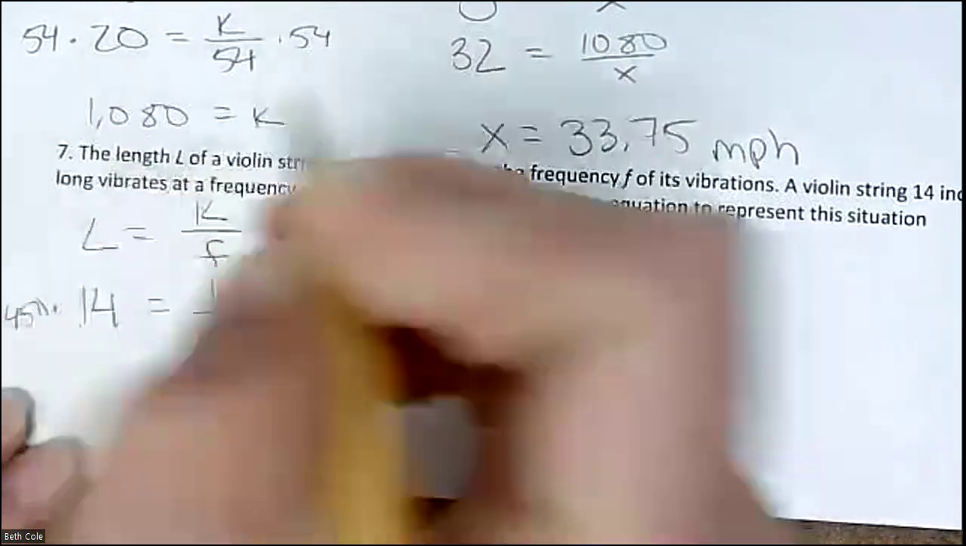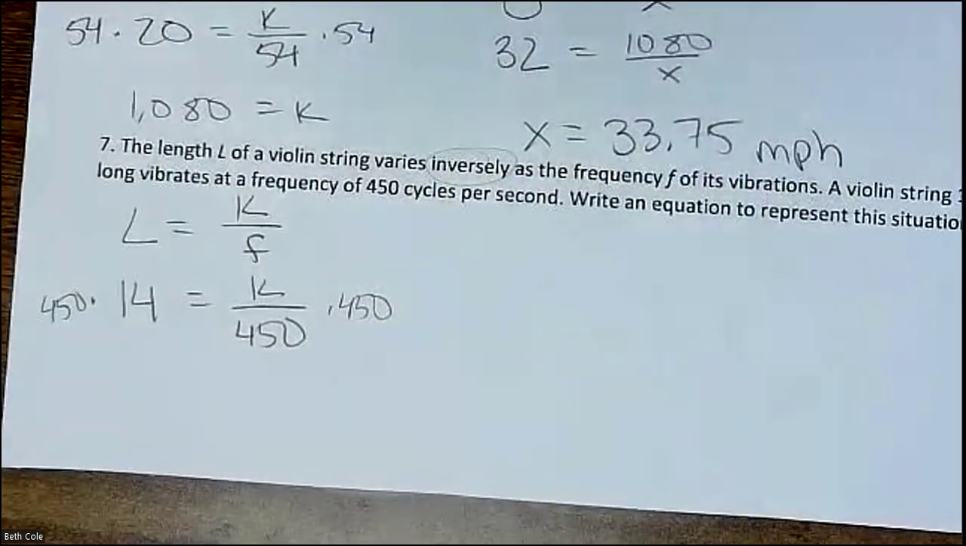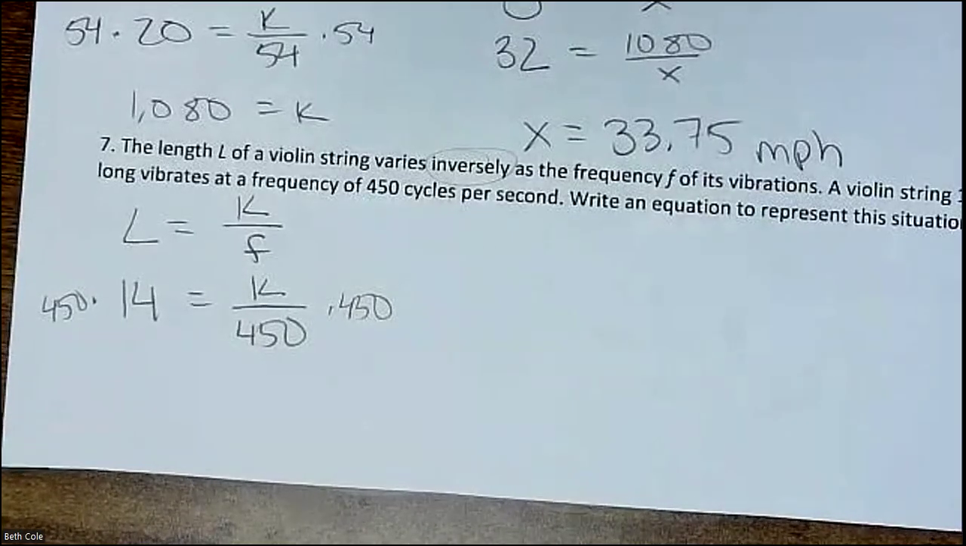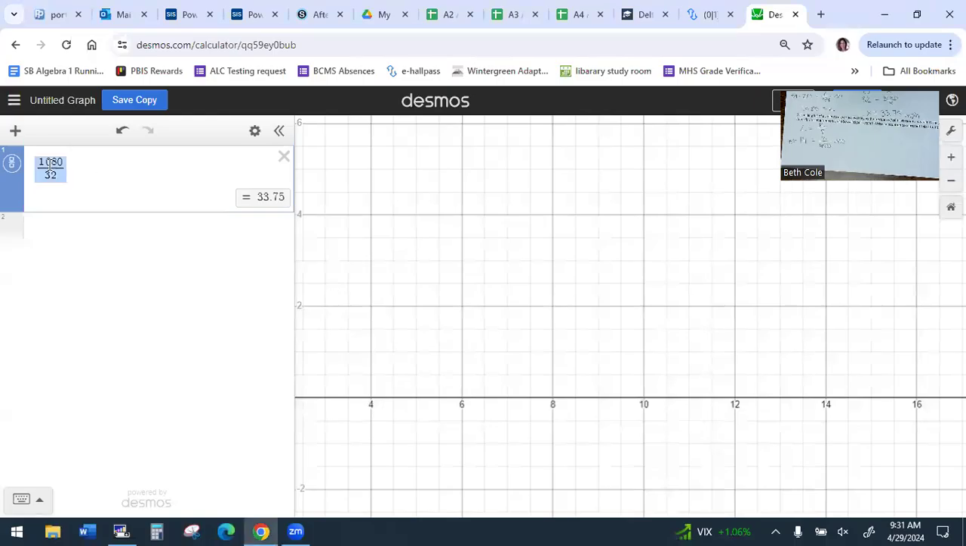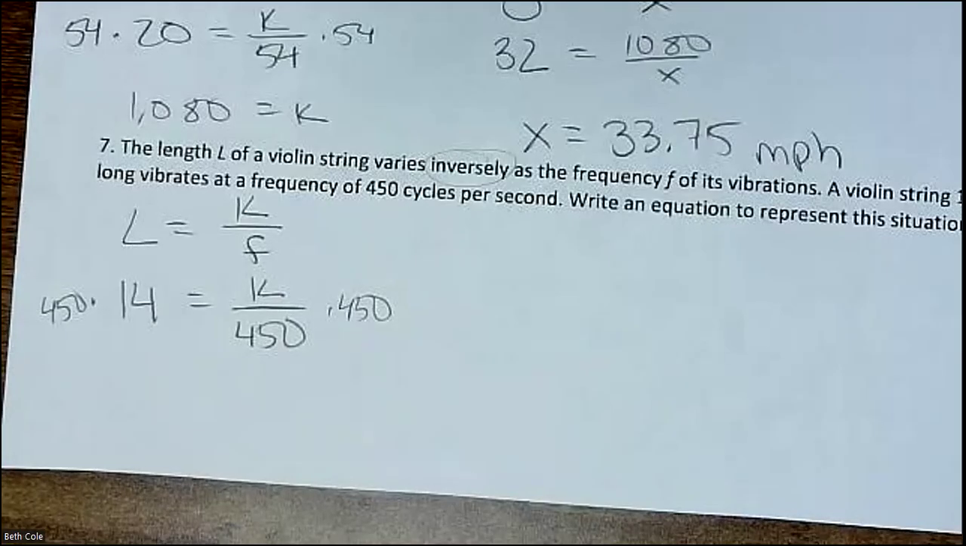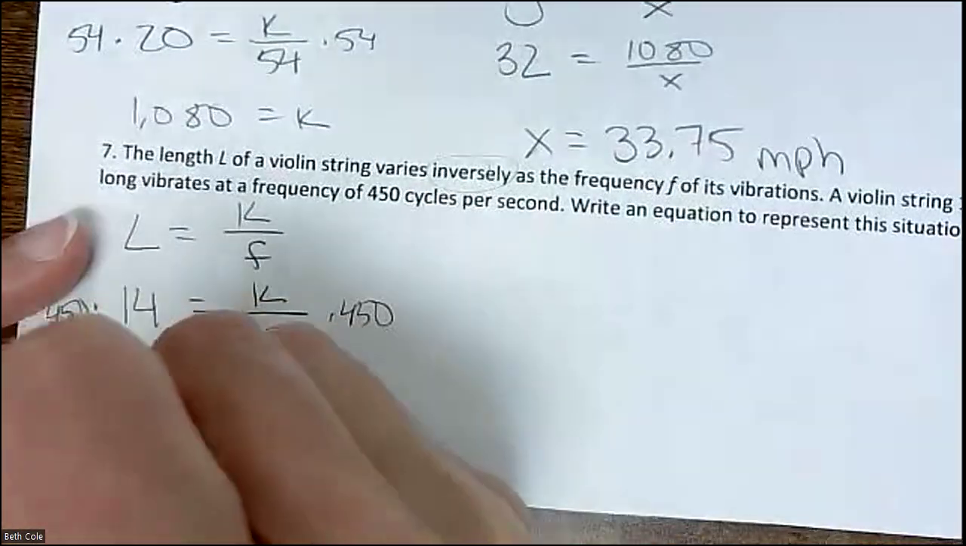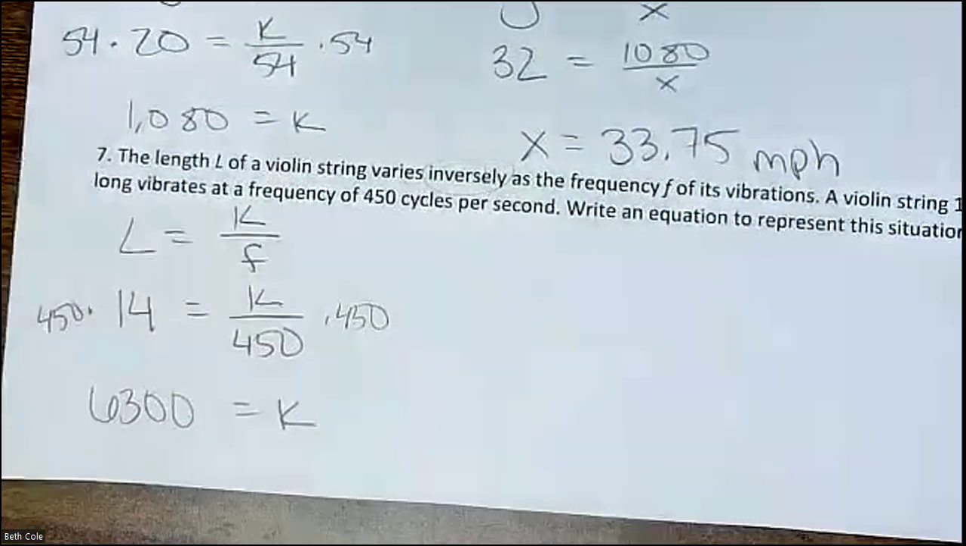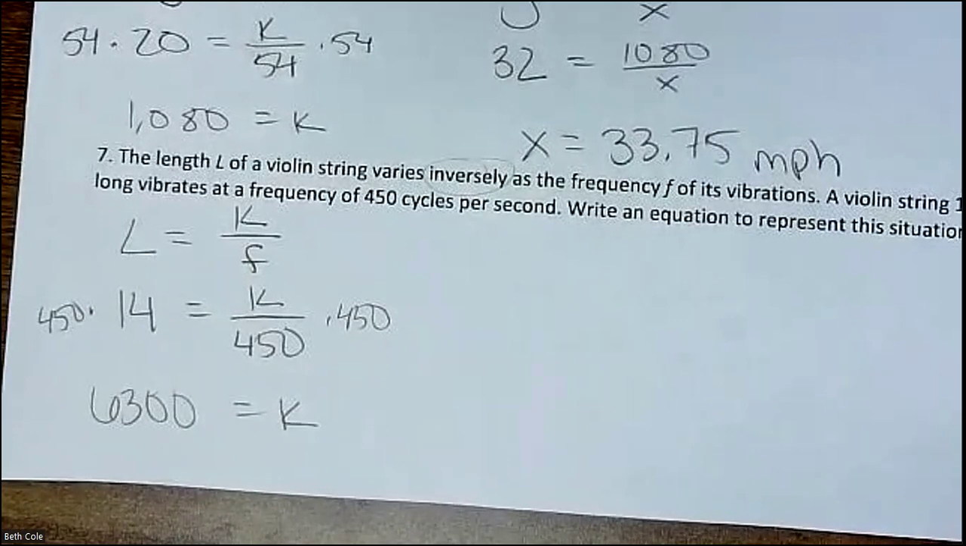The other thing you can do, if you don't feel like writing that, is you can go, oh, it says inversely. That means I multiply them. All right. So is it 450 times 14? You want to estimate that one? Times 14. 9,872. Well, I had it up there. 6,300. Is that K? Yes, it's 6,300.